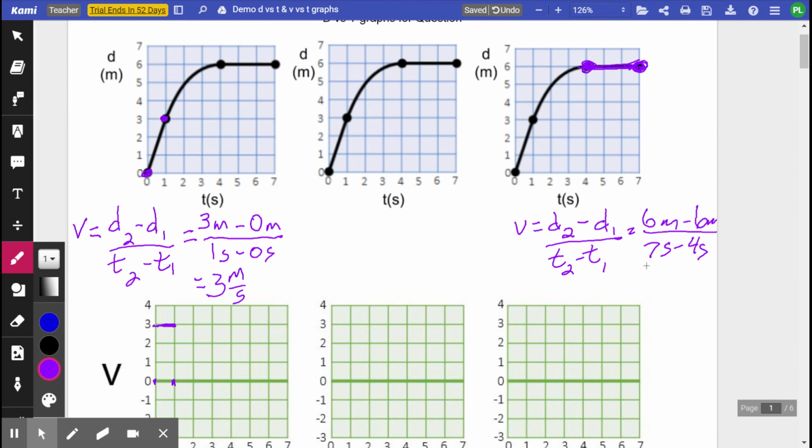So when I do this division, I get 0 meters for every 7 minus 4, which is 3. So 0 divided by 3 is, well, actually just plain old 0. So from seconds 4 to 7, our velocity, or the slope of our position time graph, is 0. So we will just have that.